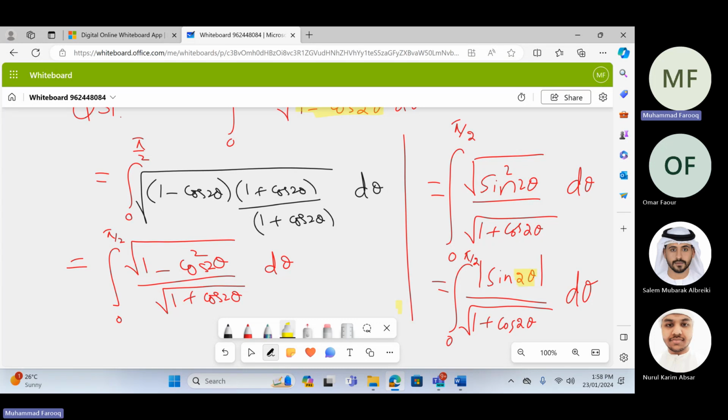Doctor, if I had just sine theta, can I just put the positive here? Yeah, that is okay, because you know very well that from 0 to pi by 2 sine is positive. This one is going to be positive. Very good. So it means remove the bracket, no problem.